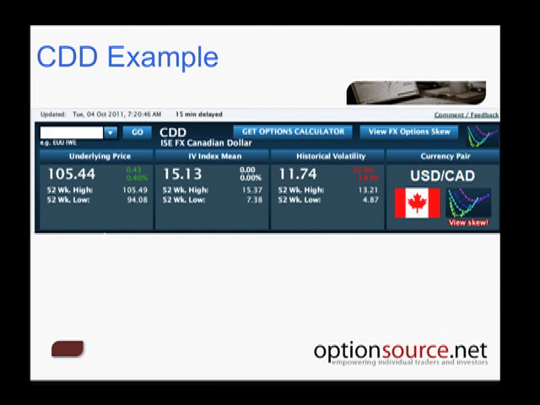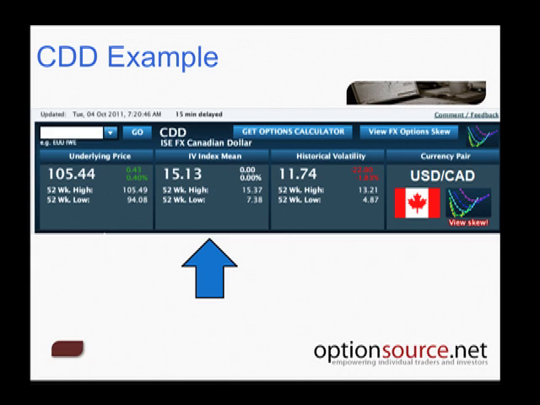So what I did is I took a snapshot from the FXoptions.com site, and this is essentially just a little bit of information on the CDD, which is the U.S. dollar versus the Canadian dollar pair value. And what I just wanted to reference is that you can see that there is a historic volatility of 11.74, which is reflecting, over the last several weeks, the average deviation in price, either up or down.